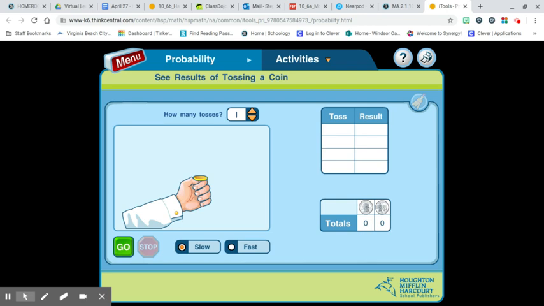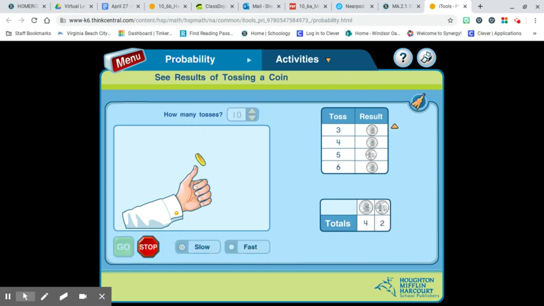So that's 1/2. Half the time you could get heads, half the time you could get tails. This is just a little activity that you can do to keep track of how many heads you flip and how many tails you flip and how many tosses you're going to do. So let's choose 10. We're going to choose 10 tosses and we click go.